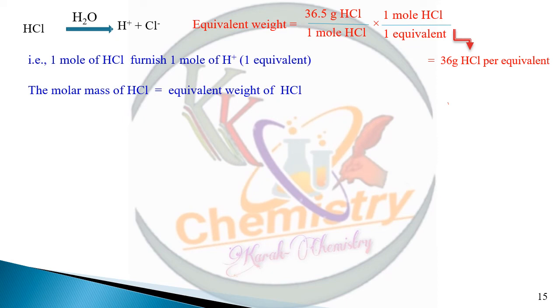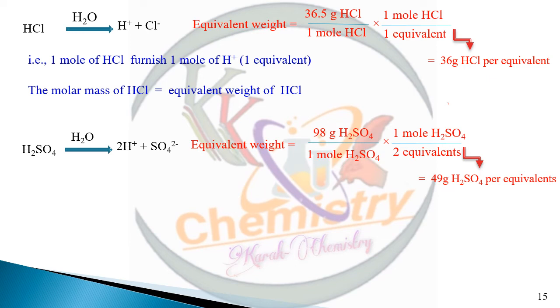1 mole of HCl furnishes 1 mole of H plus, and the number of moles of HCl is equal to its equivalent weight. The molar mass is 36.5 and the equivalent weight is also 36.5. For H2SO4, the equivalent weight is 98 divided by 2, because 1 mole of H2SO4 produces 2 moles of protons. So 98 divided by 2 is equal to 49. So 49 is the equivalent weight of H2SO4.